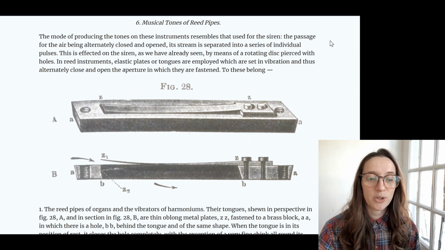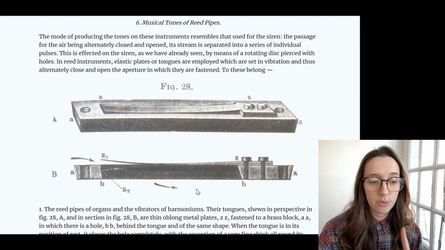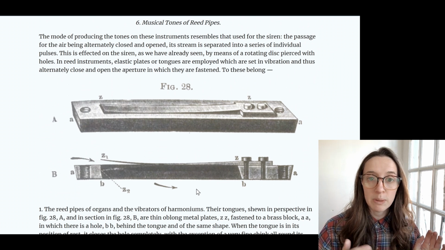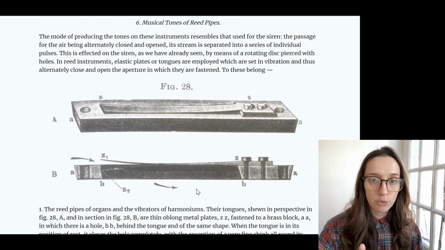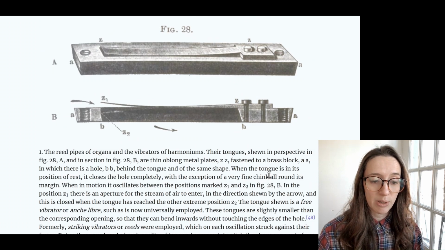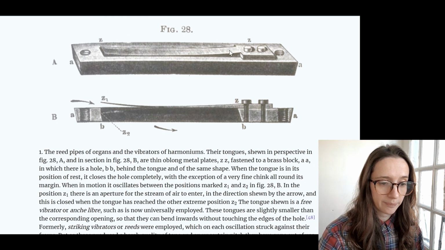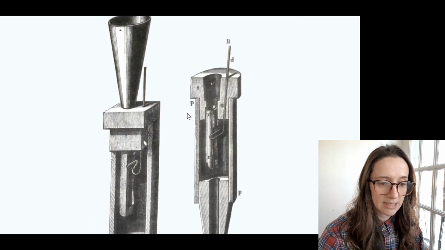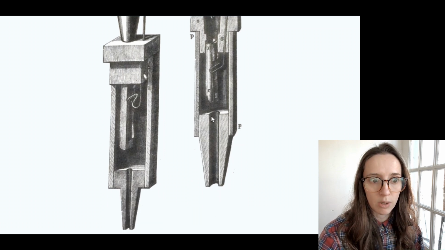Number 6, musical tones of reed pipes. These are similar to the siren from Chapter 1. A tone is produced by the passage of air being opened and closed by the movement of the reed. And these are divided into 3 groups. 1, the reed pipes of organs and vibrators of harmoniums, pictured here. And this is how they sit in the pipes of reed organs.